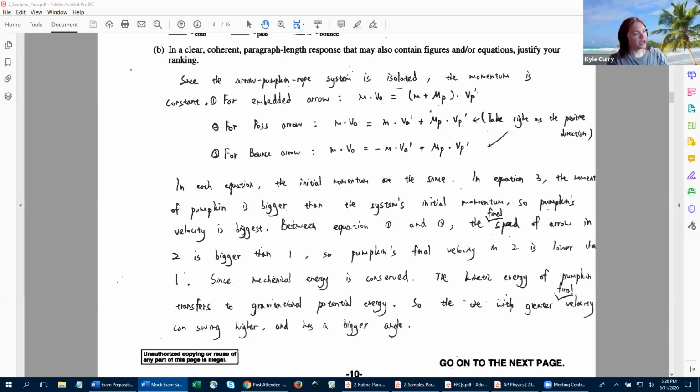Explain why the bounce arrow transfers the most momentum to the pumpkin. Well, in this case, this is very implicit because it did say that you could use equations to justify your ranking.